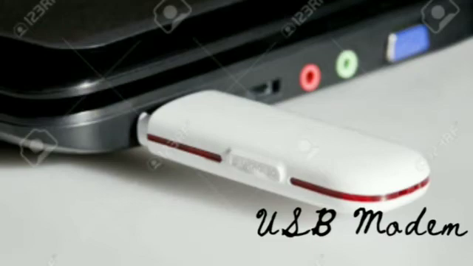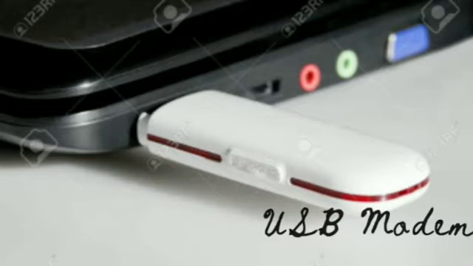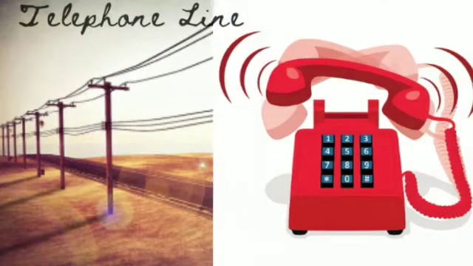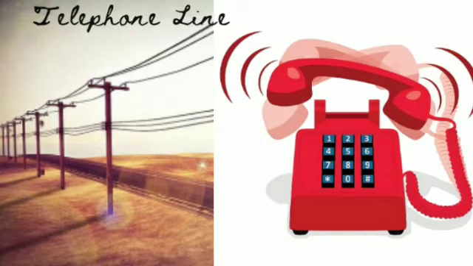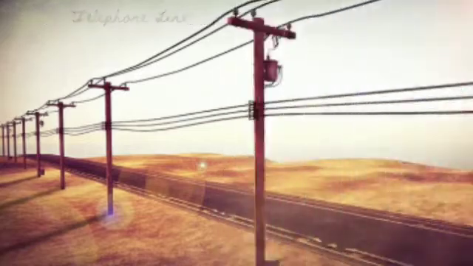Means there is no need to connect this with the cables or wires. Now, children, a telephone line is required to connect to the internet. A computer is connected to a modem which is connected to the telephone lines. Children, we would require communication channels, so we use the telephone lines for the internet connectivity.